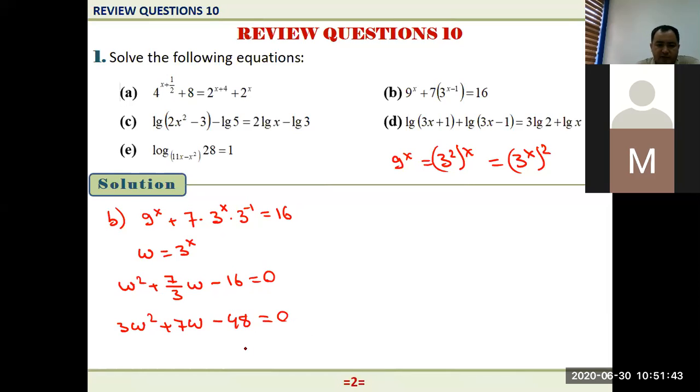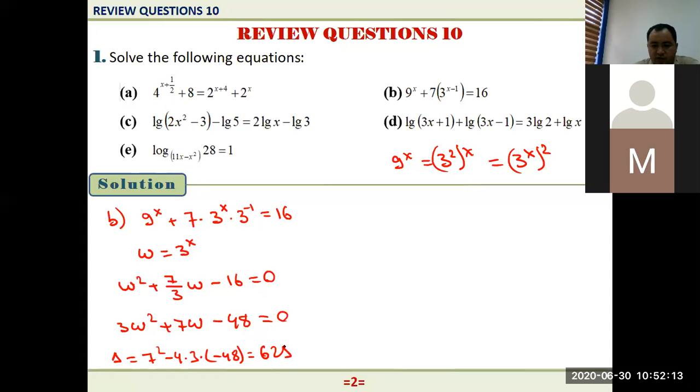Okay. First, we may try factorization. I'm not sure it works or not. If it doesn't work, then we can solve this by using the formula. Let's say the discriminant equals 7 squared minus 4 times 3 times negative 48, which is equal to 49 plus 12 times 48. Oh, actually, we can solve it by factorization, no problem.